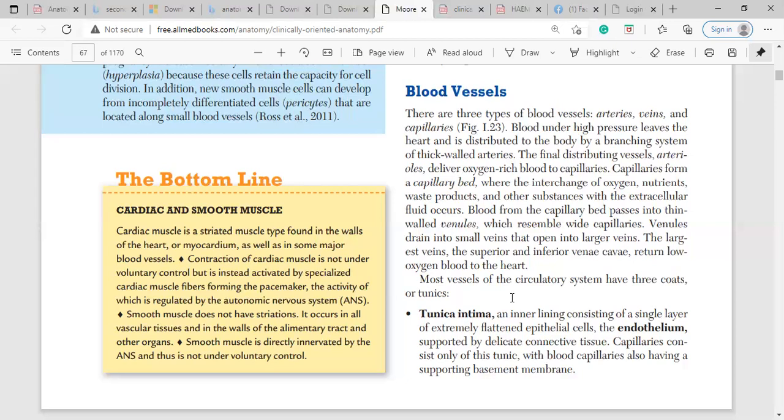Now, all arteries are supposed to carry oxygenated blood. Now, I'm giving you properties of arteries. All arteries carry oxygenated blood except one artery. Now, what is the name of that one artery? It is the pulmonary artery.